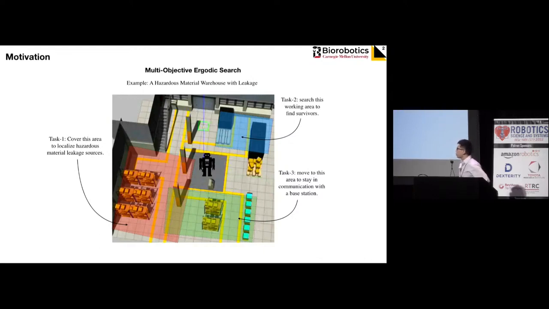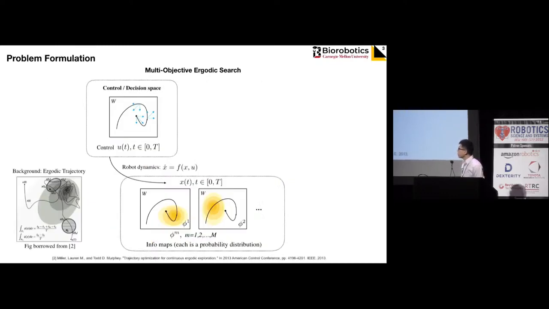We want to deploy a mobile robot to cover the red area to find the leakage sources, to cover the blue area to find survivors, and stay within the green zone to stay within communication to a base station. With this motivation, we formulate the following multi-objective ergodic search problem. The goal is to compute a control for a dynamic robot so that the resulting trajectory can simultaneously cover multiple information maps.